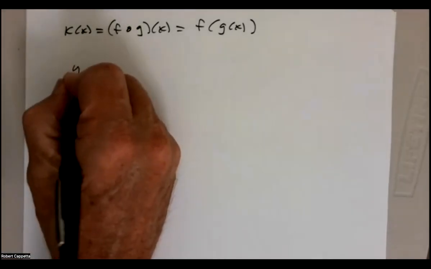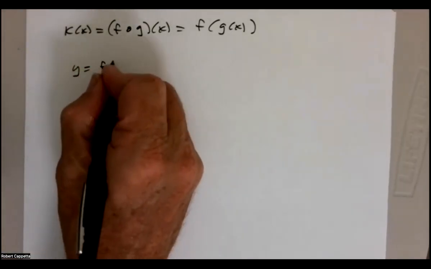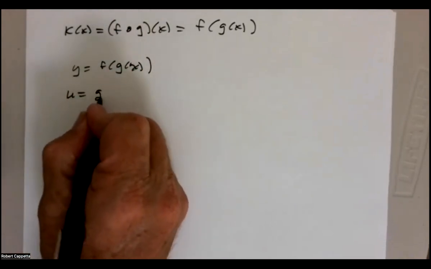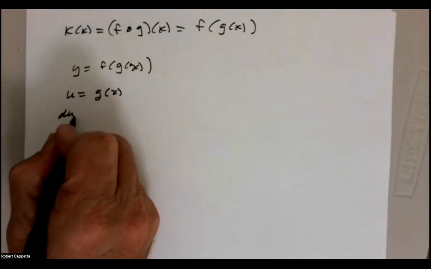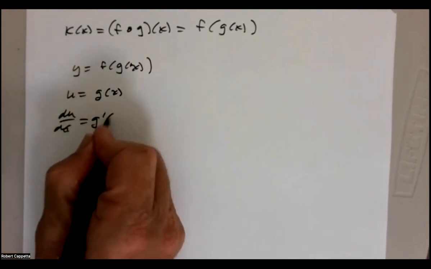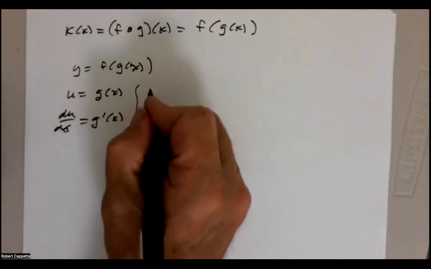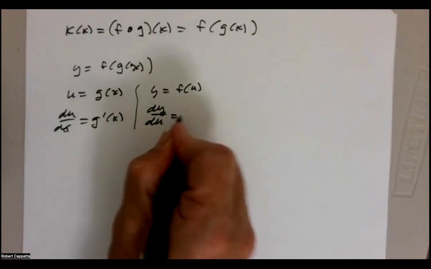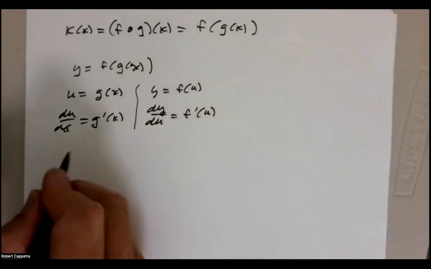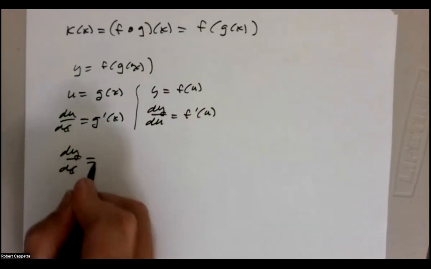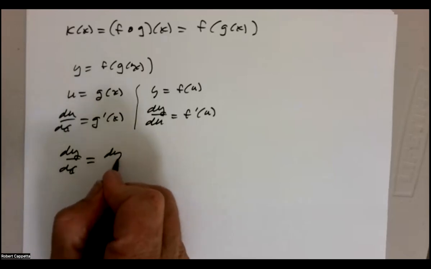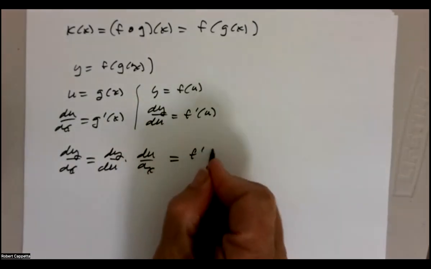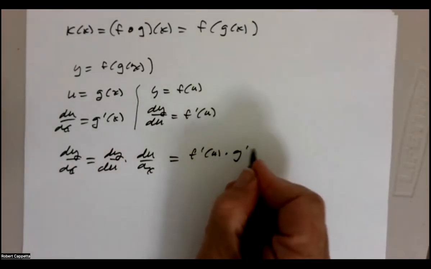Right? If y is f of g of x, we're going to let u equal g of x. So du dx is g prime of x. Y is f of g of x, which is f of u. So dy du is f prime of u. So our derivative, dy dx, is dy du times du dx. Dy du is f prime of u times du dx, which is g prime of x.